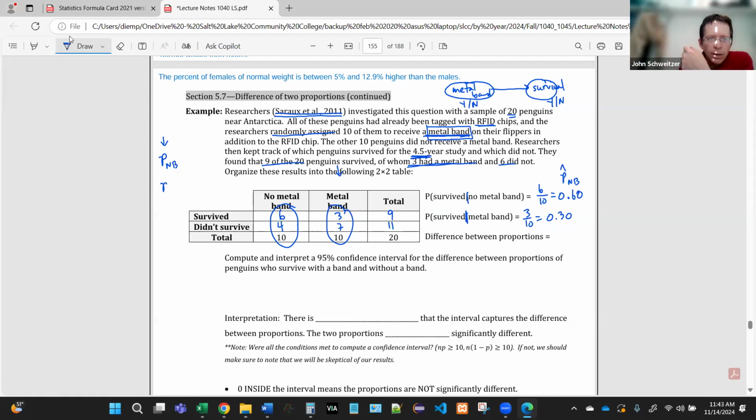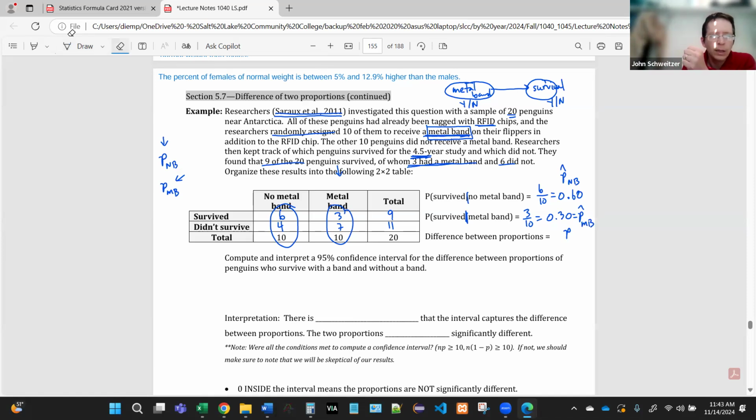Then the other thing you have to imagine is, okay, take all penguins in the world and give each and every one of them a metal band on their flipper, right? What percentage of those would survive the 4.5 years? That's what PMB would be. Of course, we don't know what that is because we can't run this experiment on every penguin, right? So the best we can do is take a sample and estimate it with the sample. So this would be P hat MB for metal band.